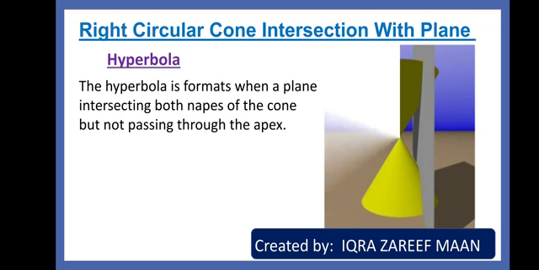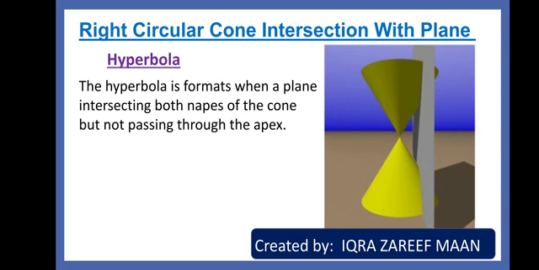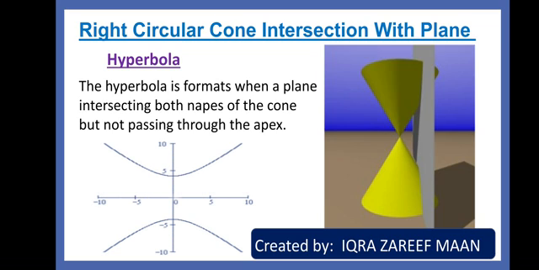As we already discussed the details about the ellipse, parabola and circle: ellipse, parabola and circle are obtained when a plane intersects with one nap of the cone. But in the case of hyperbola, the plane intersects with both naps of the cone with the restriction that the plane does not pass through the apex. Both naps are intersected and the plane does not pass through the apex. Then we have a shape called hyperbola.